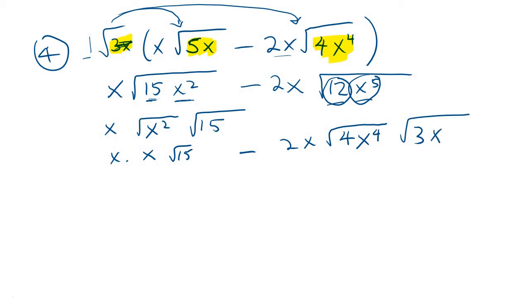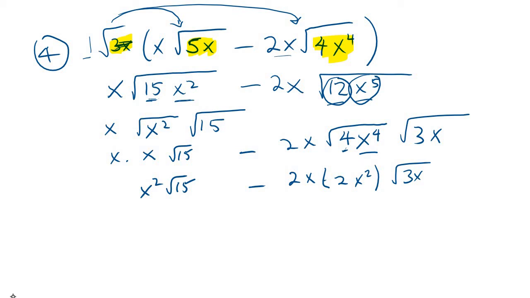And now we're ready to kind of clean everything up. x times x is x squared root 15. And then this is 2x, and then square root of 4 is 2. All right, let's use a parenthesis to show we are multiplying. Square root of x to the 4th is x squared. And then you do square root of 3x. All right, you just have to do this one at a time, like you eat an elephant, okay? One bite at a time.